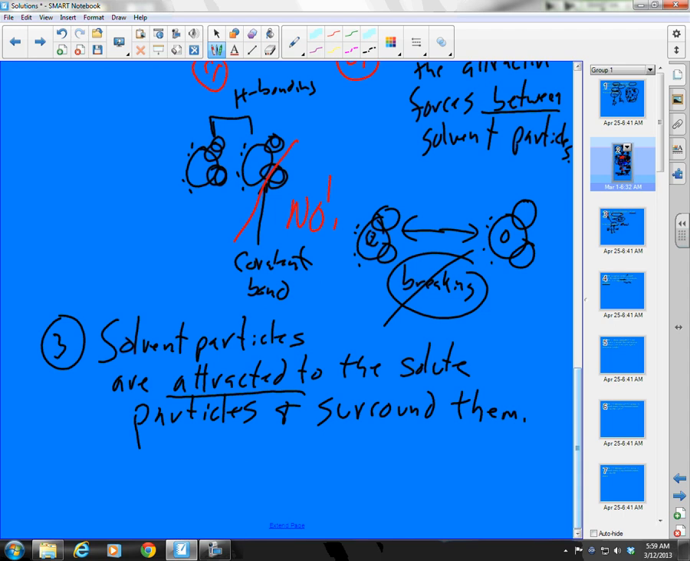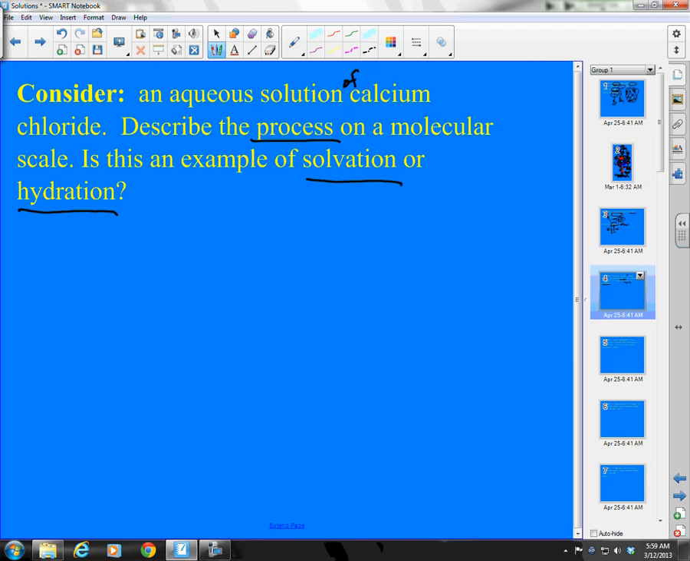So let's go back and answer that question. Describe the process on a molecular scale. Okay, first of all, what's my solute? Well, it says calcium chloride. What's my solvent? It is implied when it says aqueous, because if it's aqueous, that means it is water, right? Good.